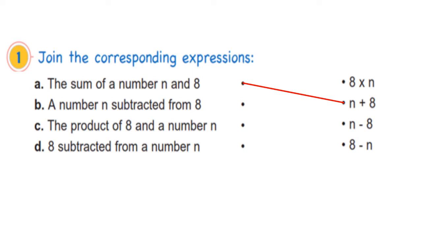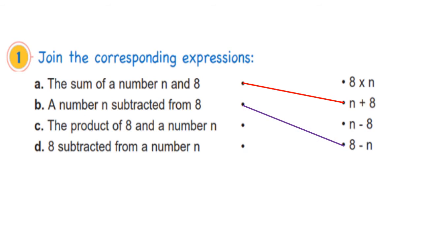A number n subtracted from 8. You should be careful in this exercise because when I say subtracted from 8, that means I already have 8 and I'm subtracting n from 8. So it's 8 minus n and not n minus 8. So you have to pay attention. When I say subtracted from 8 it means I already have 8. Okay, so it's 8 minus n.